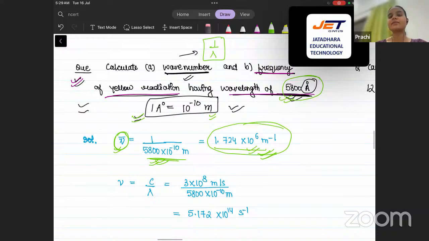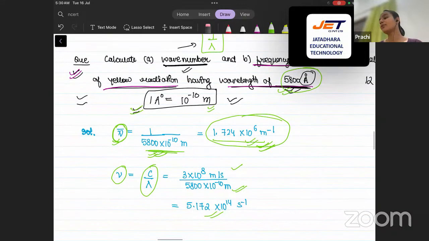Now for the frequency, what is the formula for frequency? As we have learned, the speed of light is the product of the frequency and the wavelength. So from there, we can find out that the frequency is equal to c over lambda. Then I put in the values: the speed of light is 3 into 10 raised to the power 8 meter per second, whereas the wavelength is this much. So I can calculate the frequency, which is 5.172 into 10 raised to the power 14 per second.